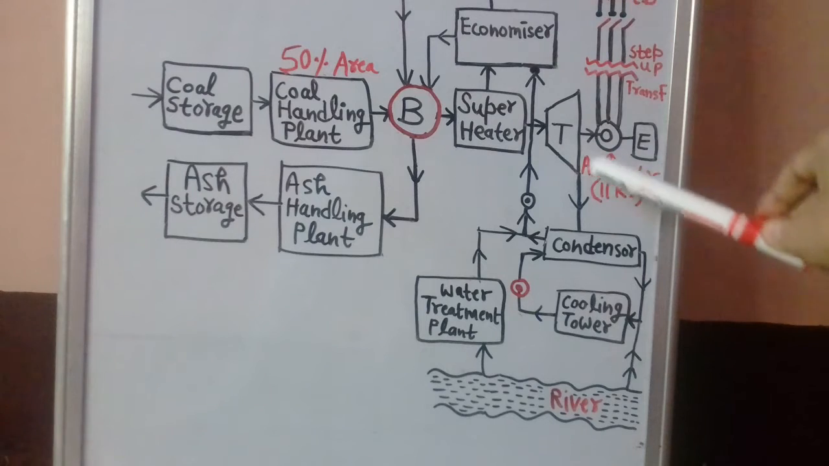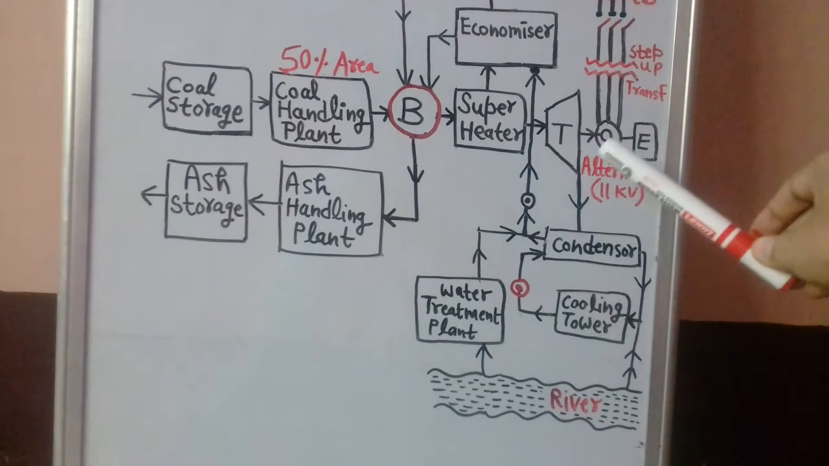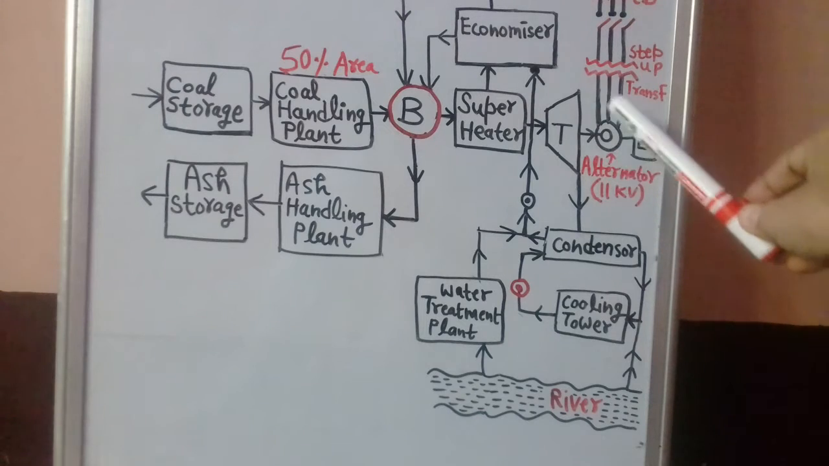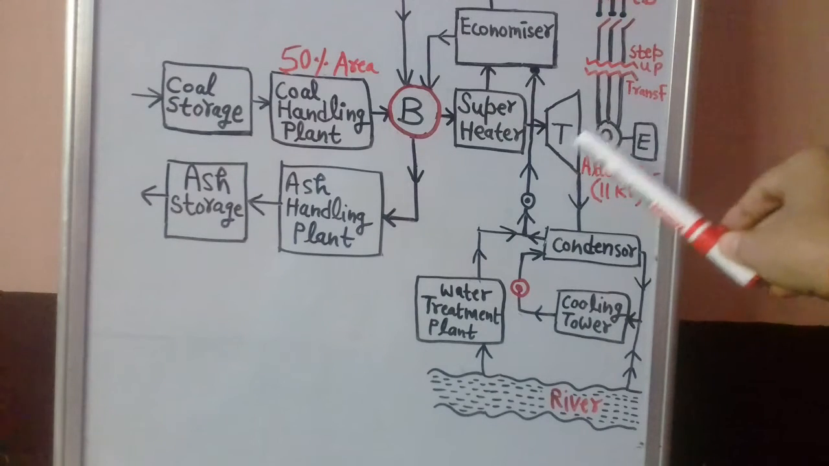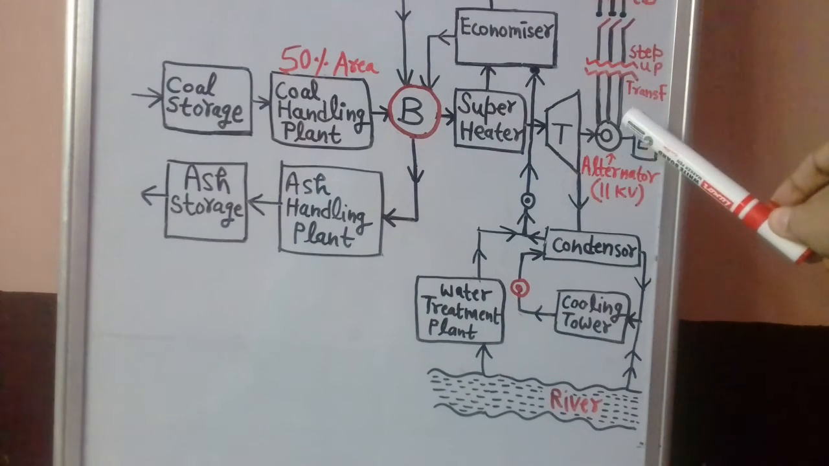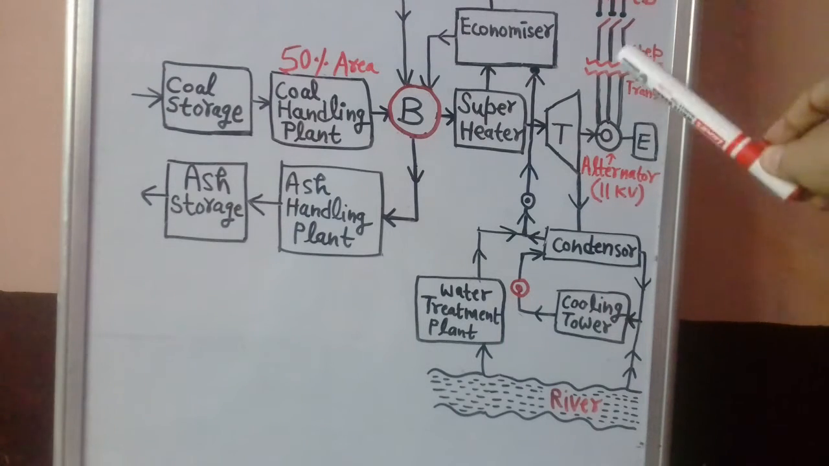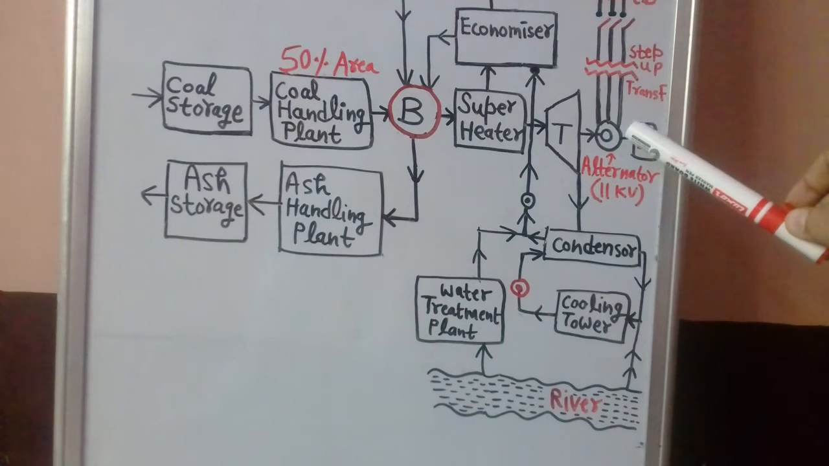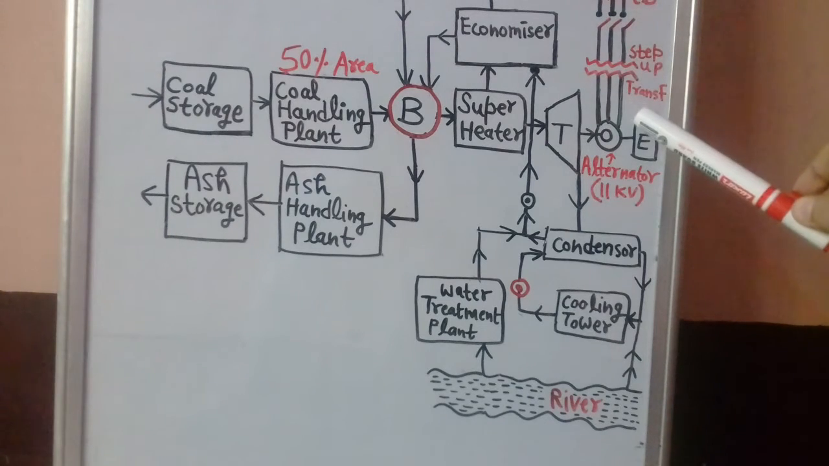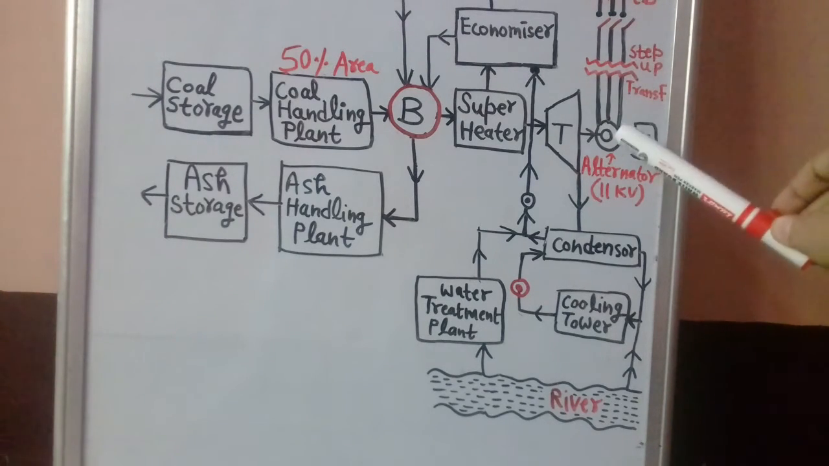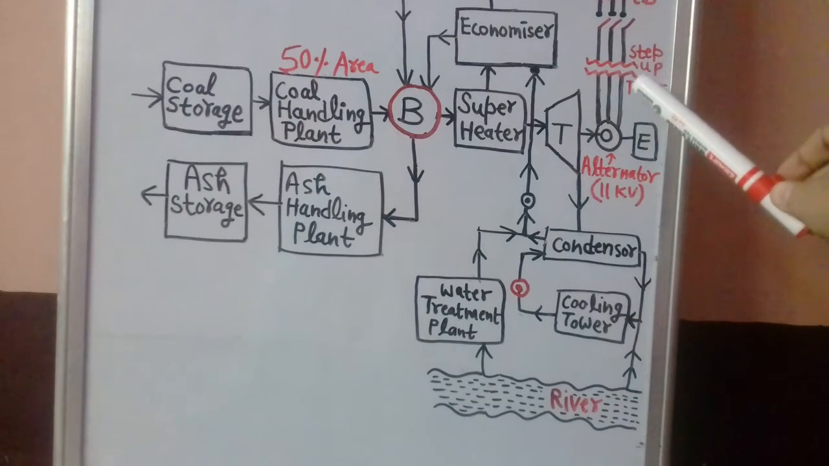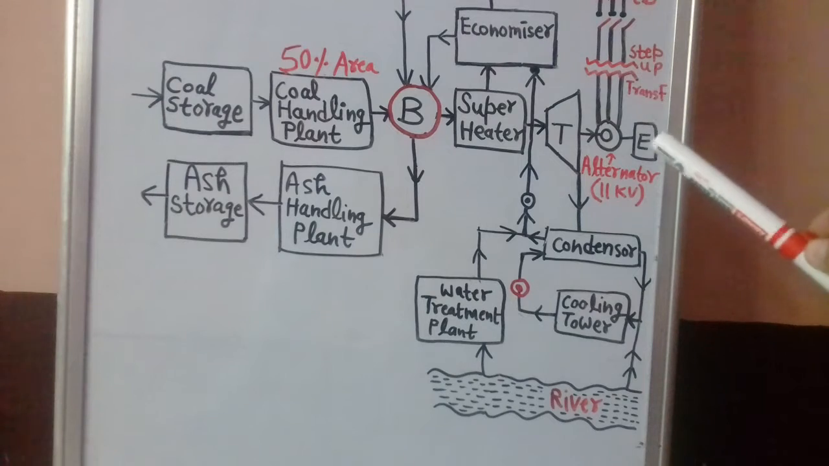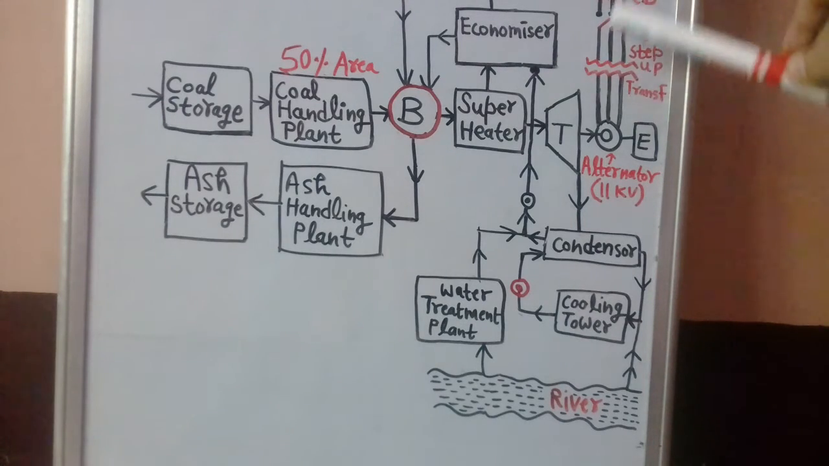Once the power is generated, the turbine provides the mechanical energy to the alternator, and the alternator converts this mechanical energy into electrical energy, and this electrical energy is now ready for transmission. We should always remember that this electrical energy is transmitted always at higher and higher voltages. Why? Because we want to reduce the transmission losses primarily.